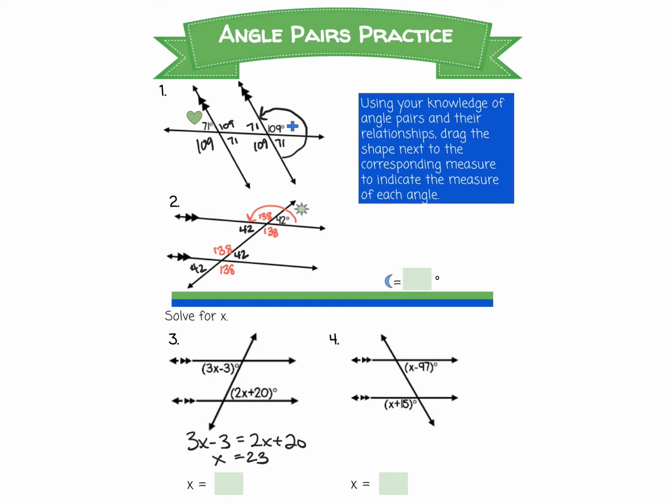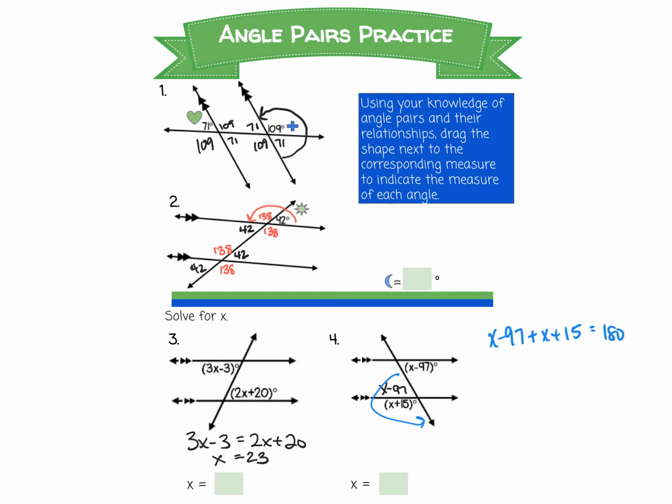Number 4, these two angles that I have labeled don't actually have a relationship that we've identified, okay, but we can figure out how they're related. So I know, for instance, that these two angles here are alternate interior angles. So I can use that information to know that this angle here could also be called x minus 97. So now these two angles together make a linear pair, and I know that's supplementary. So x minus 97 plus x plus 15 should equal 180 degrees.